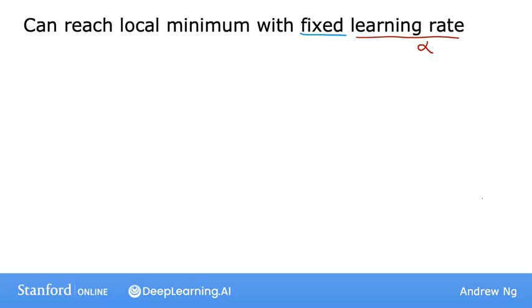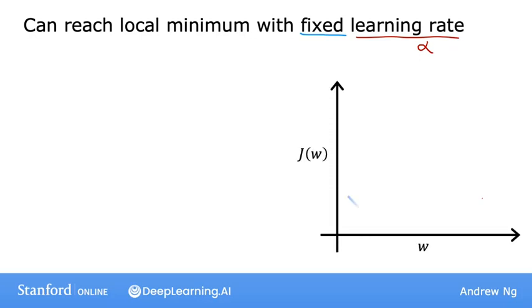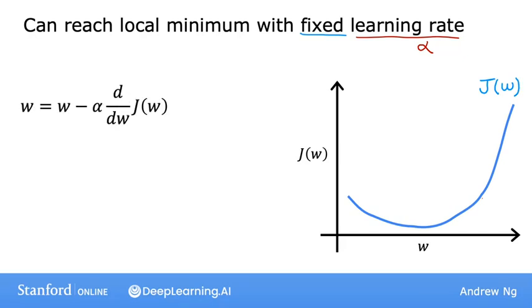Here's what I mean. To illustrate this, let's look at another example. Here's the cost function J of w that we want to minimize. Let's initialize gradient descent up here at this point. If we take one update step, maybe it'll take us to that point. And because this derivative is pretty large, gradient descent takes a relatively big step, right? Now, we're at this second point, where we take another step.